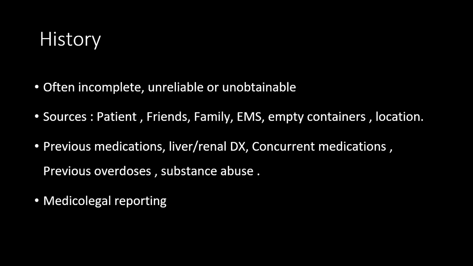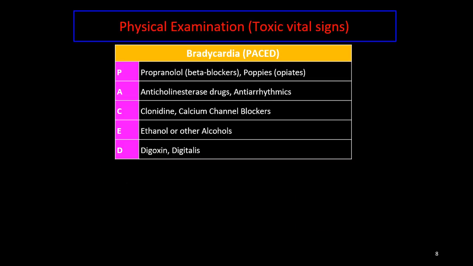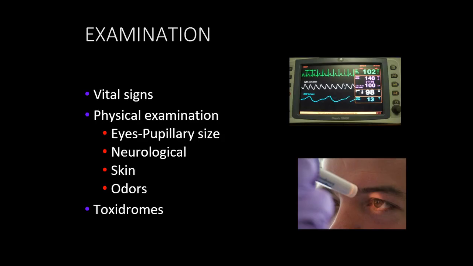History you will often find unreliable, especially if a family member has not come. There may be an empty container nearby. The patient may be taking certain previous medications. He may be diabetic, hypertensive, or have liver or renal disease. So those medications may be found, and there may be a history of substance abuse in the patient. Obviously, medico-legal reporting is one of the important things, and next we come to the recognition of toxidrome. So we look for pupils, dilated versus constricted. We look for skin temperature, hypothermia versus hyperthermia, and we look for odors if there are any. So let's identify one by one.